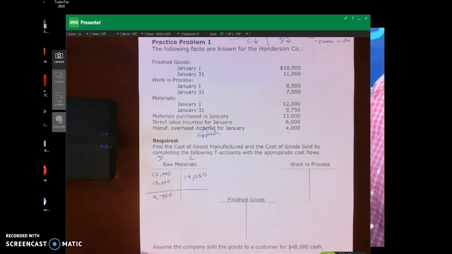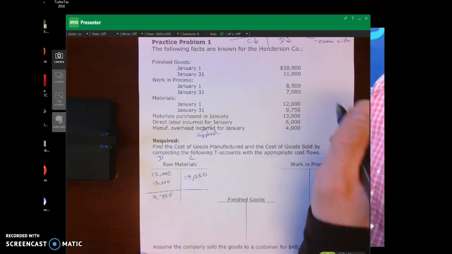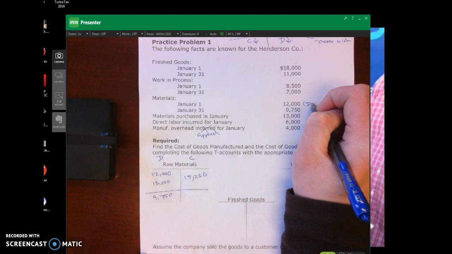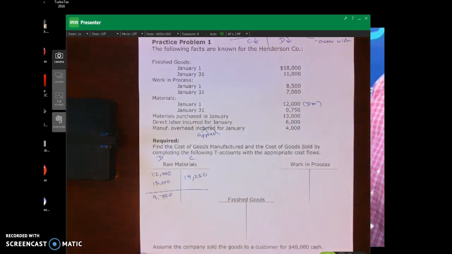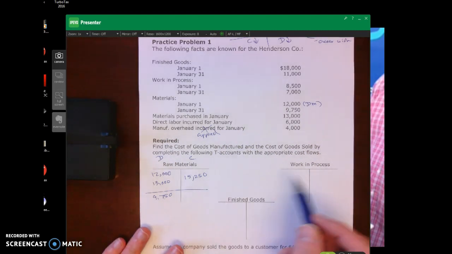Now the question becomes, where do those raw materials go? Let's assume these are all direct materials. None of these are indirect materials because if they were indirect, some of them would go on to manufacturing overhead. But we're assuming that these are all direct materials. So that means they're all going to go into work in process.